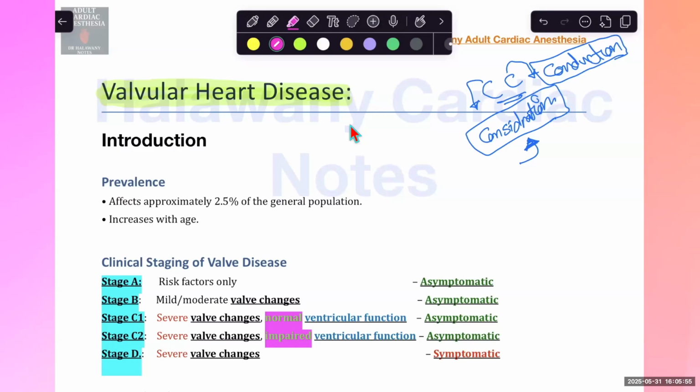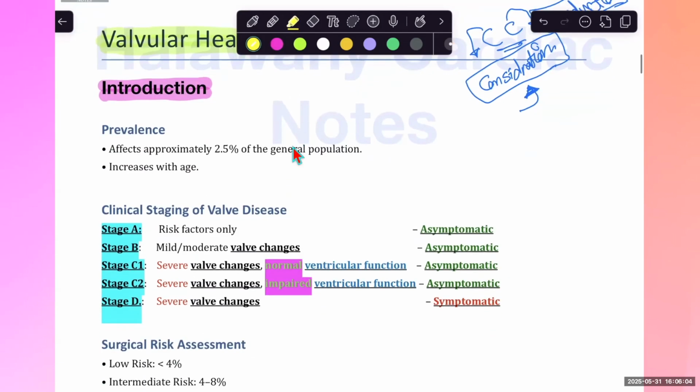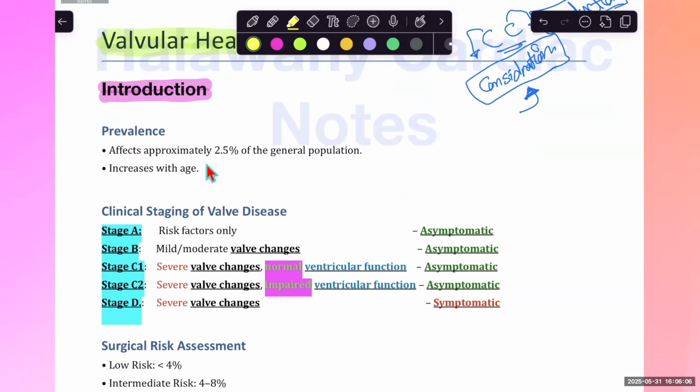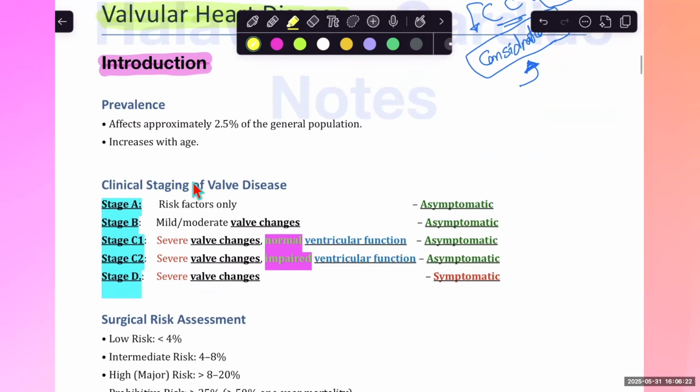To start with, a small introduction. The prevalence. Is this a common disease? Yani, will I see it in most of the cases I'm seeing? Actually, some statistics say that almost 2.5% of the general population will have valvular heart disease, and this problem increases with age. Okay.